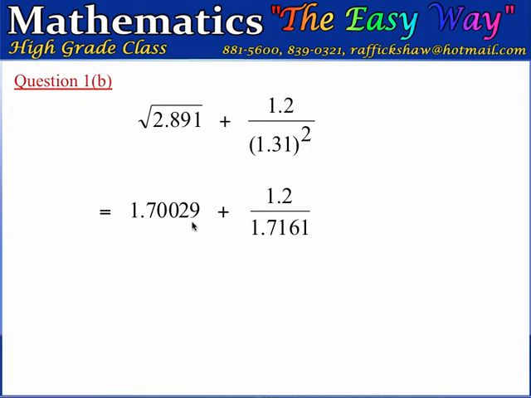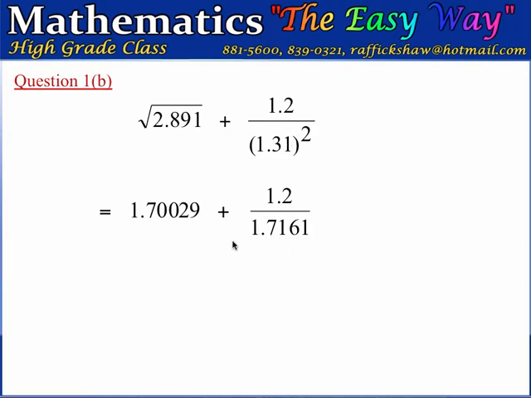The final result must be given to 2 decimal places. So once we work with more than 2 decimal places initially, the final answer to 2 decimal places will be the correct answer. And then the 1.31 squared here becomes this, 1.7161. Again, this will be done with a calculator.